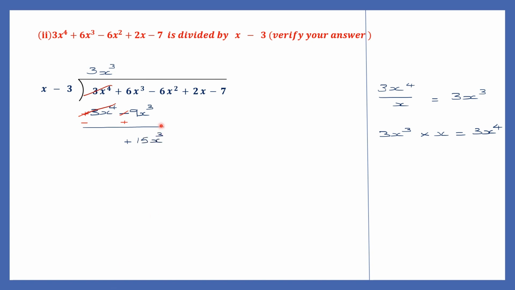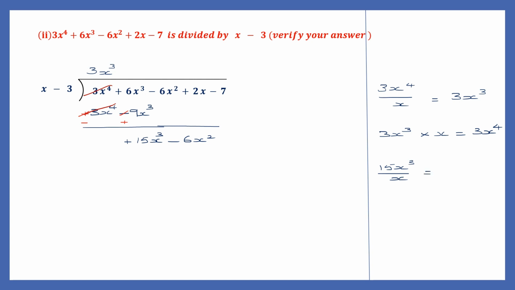Bring down the next term, which is minus 6x square, and write it down here. So this is now minus 6x square. Now again, we're going to take the first term of the dividend, this is a new dividend, and divide it by the first term of the divisor. So that is 15x to the power of 3 divided by x.